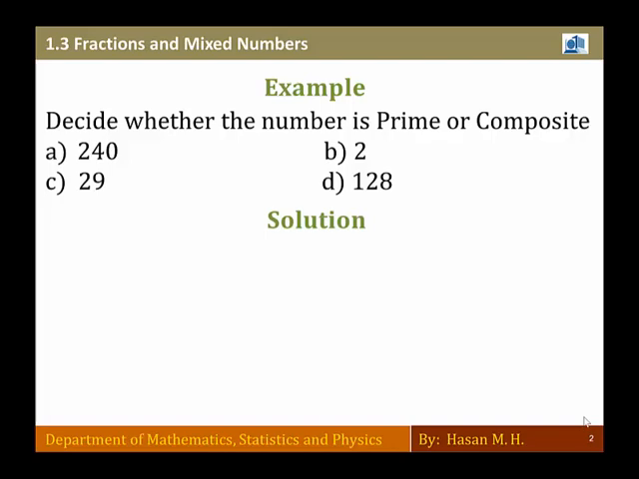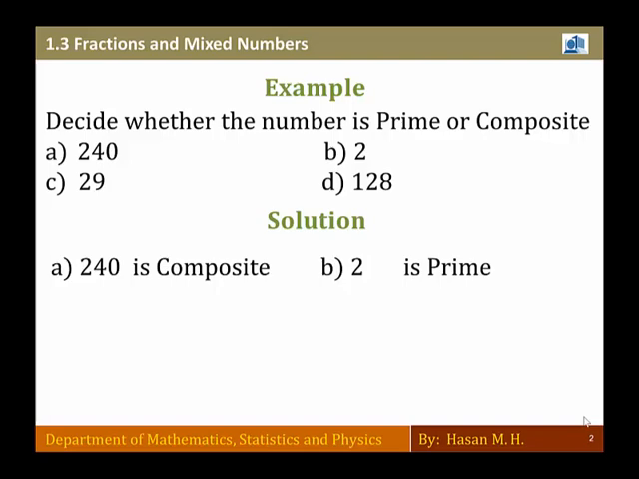Example: decide whether the number is prime or composite. A: 240. 240 is composite because it is an even number, and 240 is divisible by itself, by 1, and by 2. B: 2. 2 is a prime number because 2 is divisible by itself and by 1 only.